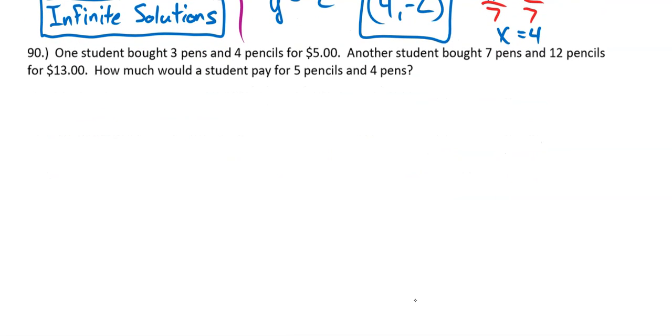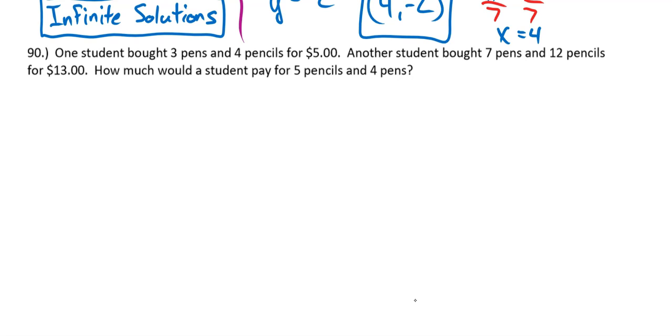If I look at the next one, a student bought 3 pens and 4 pencils for $5. Another bought 7 pens and 12 pencils for $13. How much would a student pay for 5 pencils and 4 pens? And so the first thing I need to do, I need to write an equation for each of these situations.